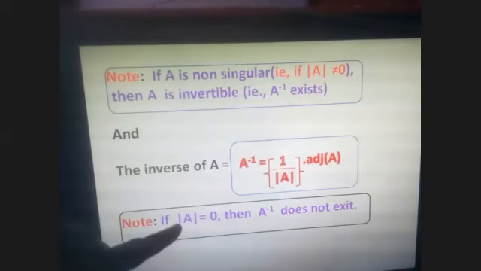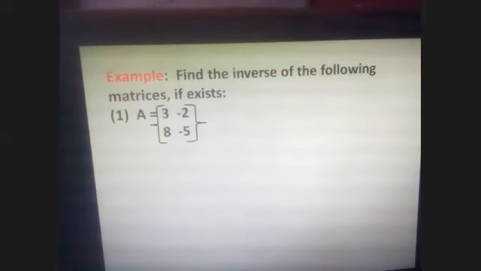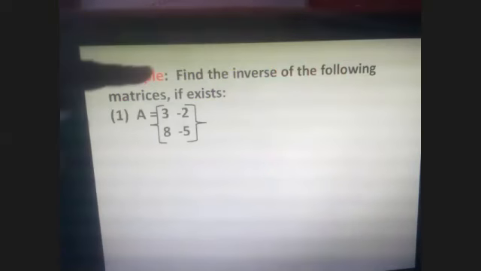What happens if determinant A is 0? Then of course, A inverse does not exist. In that case, the matrix is singular, A inverse does not exist. Okay, before going for this problem, let me just take some example.